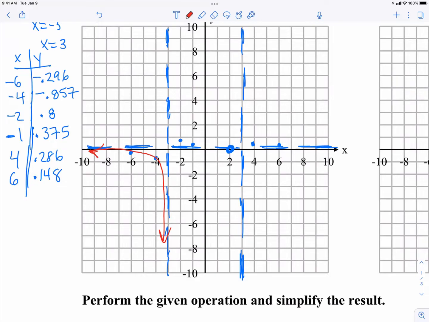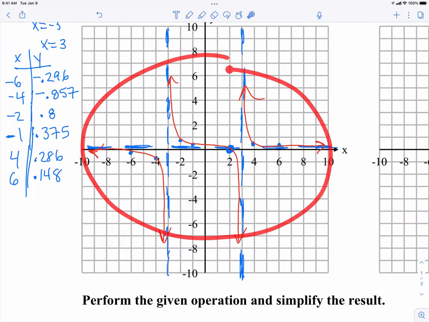We draw it so that the curves are very close to our vertical and horizontal asymptotes. Notice that this curve in between the vertical asymptotes is actually passing through this horizontal asymptote, which is perfectly fine. Then on the right side, we have a curve that looks like this. This is our complete graph.